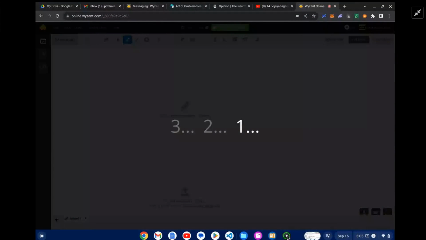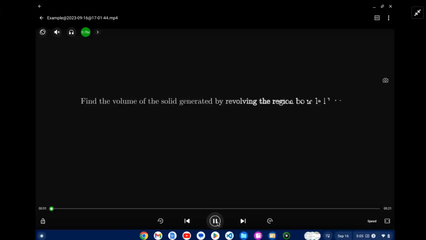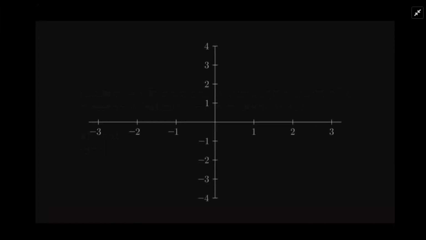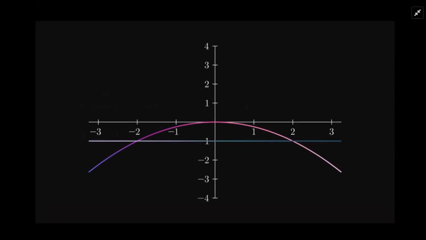We have a region, and then we're going to rotate it around these different axes. There's 3 different horizontal lines there. So here's the curve bounded by this straight line, y equals -1. And the first one, we're going to rotate it. There's the region. We're going to rotate it around the same line, y equals -1. So this is going to create a solid shape.